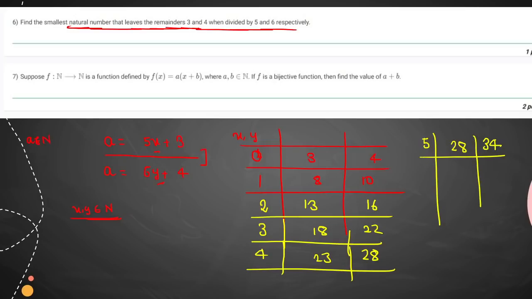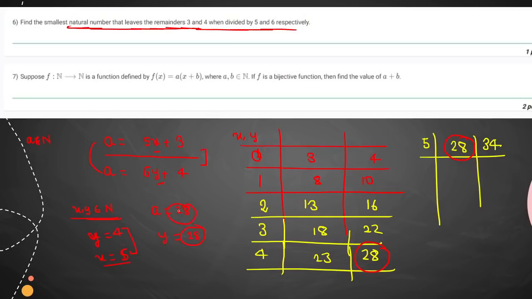So from here we can say that we generated two values, that is 28 and 28, when y was equal to 4 and when x was equal to 5, these two numbers were equal. Okay, so when we substitute x is equal to 5 in this equation, a will be equal to 28, and similarly when we substitute y as 4, it will also give 28.